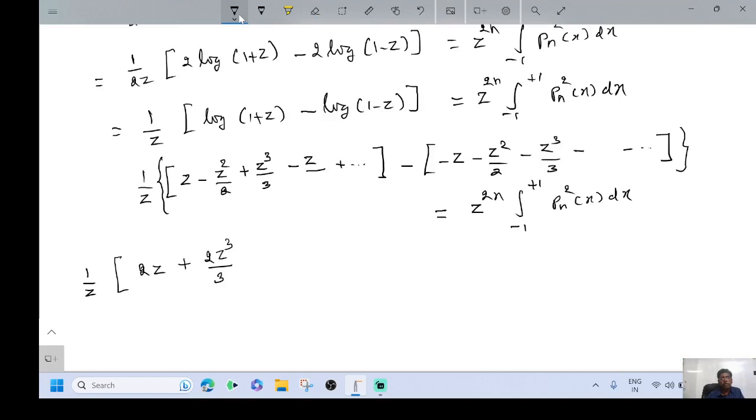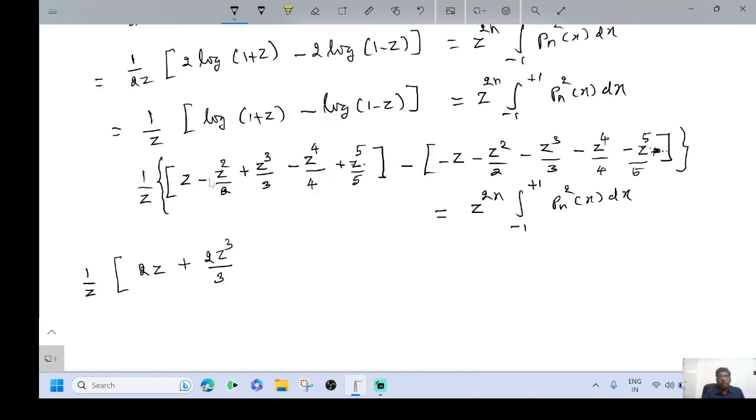Minus z square by 2 plus z cube by 3 minus z power 4 by 4 plus z power 5 by 5. Here: minus z square by 2 minus z cube by 3 minus z power 4 by 4 minus z power 5 by 5. In this way the series is going on. Here also minus, not plus. Continuous minus. Say z minus into minus z, that is equal to plus z.